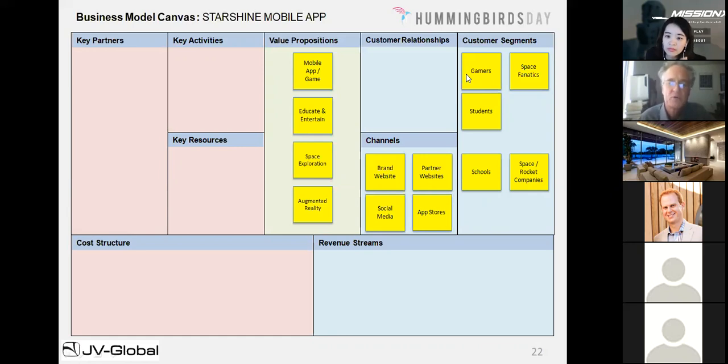Partner websites, I thought that was interesting, especially if you manage to sign up some space companies or some schools. Obviously, they can do a lot of marketing for you, right? So SpaceX, I don't know how many followers they have on Facebook, Instagram, Twitter, and whatnot. But if they like your product, they can promote your product to their followers. So that would be huge, a fantastic channel if you can get access to it. And the last post-it note on this particular slide is social media, which of course, again, you would establish profiles for your Starshine app on the various platforms. And if you have funding, you could put a little bit of money behind promoting that.